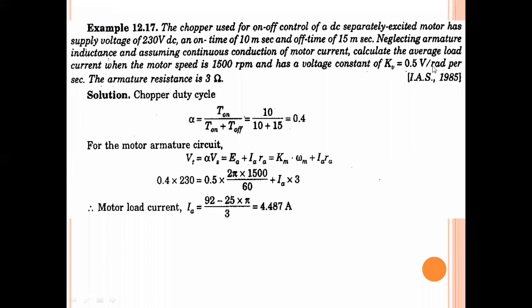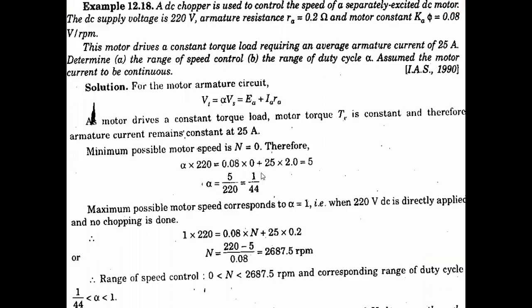Based on the motor constant units, we must calculate the back EMF. In the previous problem, the motor constant is given in radians per second, so radians per second determines the omega. And in this problem, the motor constant is given per RPM, which means the speed is N here. So EB will be Ka phi N. So you must understand the units, then only we can know whether it is omega or N.